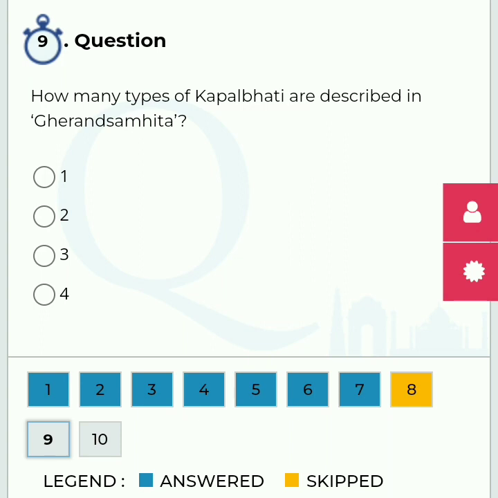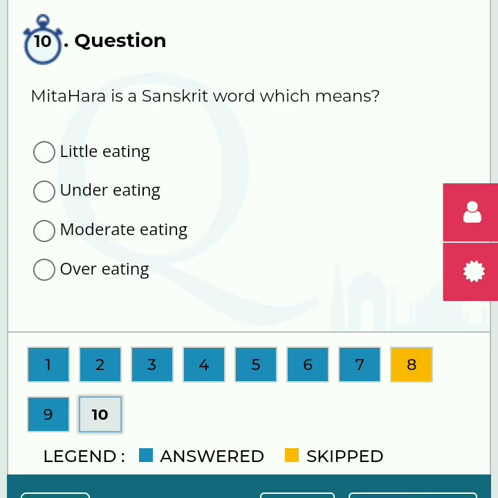How many types of Kapalbhati are described in Gheranda Samhita? 1, 2, 3, 4. Mitahara is a Sanskrit word which means little eating, under eating, moderate eating, overeating.